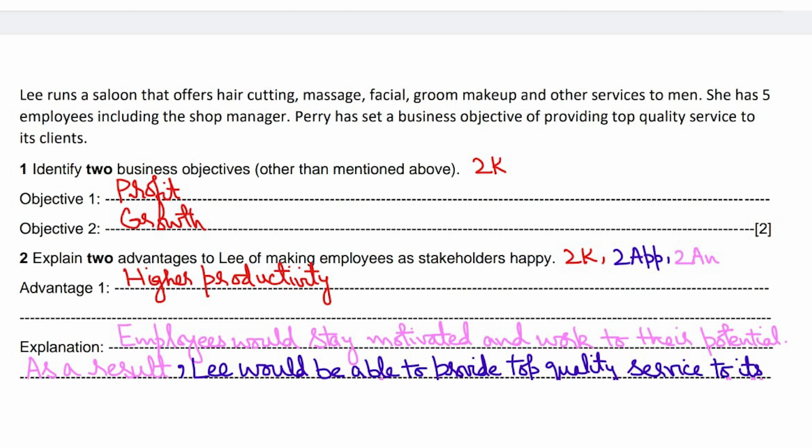Now the second question is: explain 2 advantages to Lee of making employees as stakeholders happy. So I wrote, again the command word explain is there. There are 2 marks for knowledge, 2 for application and 2 for analysis. Advantage 1, higher productivity, knowledge being shown, right? I wrote that if employees as stakeholders will be happy, the productivity will be high. Okay, now I am into my analysis. In explanation, employees would stay motivated and work to their potential. As a result, again a connective, I am building my argument, Lee would be able to provide top quality service to its customers.